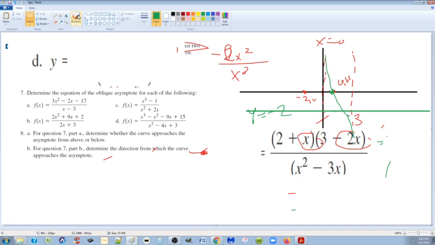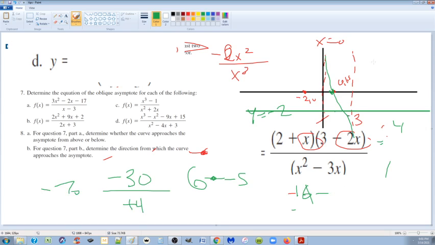Well, we've already determined that it's on this side here. We need to determine now on this side. So at 4, this becomes 6. What becomes this? 3 minus 8 times minus 5. So it's negative 30. And the bottom becomes 4 squared, 16, minus 12, positive 4. So it becomes negative 7.5, which means on this side of the graph, below the asymptote, it does this. And there, now we know what side it approaches from. Boom.